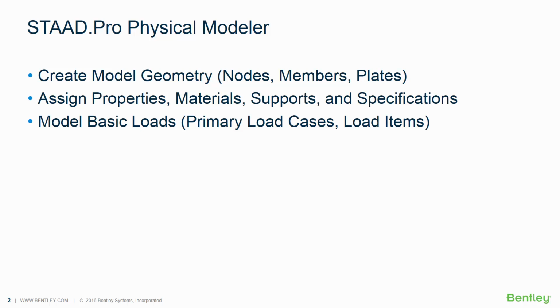In the Physical Modeler, you're going to create your model geometry, which includes your nodes, members, and plates, which will be called surfaces in the Physical Modeler. You're going to assign all of your properties, your materials, your supports, and specifications in the Physical Modeler. Now, you may find some of the properties are easier to assign actually in the physical modeler than they were traditionally able to be assigned through the analytical modeler. Lastly, you're going to create your basic loads in the physical modeler. This will include all of your basic primary load cases along with your load items, including the self-weight of your structure.